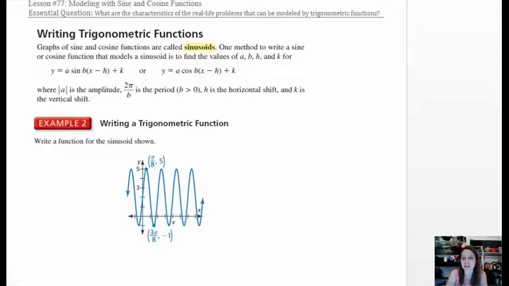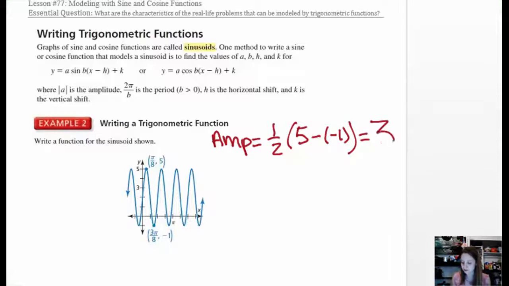Example 2, writing a trigonometric function. Write a function for the sinusoid shown. I am going to begin by finding the amplitude, because the amplitude is 1/2 the distance between the max minus min value. So the maximum y value is 5. The minimum y value is -1. Therefore, the amplitude of this function is 3. I have found the a value.